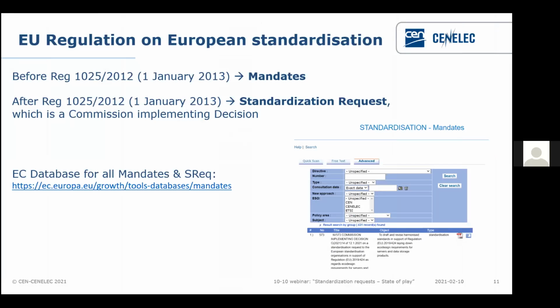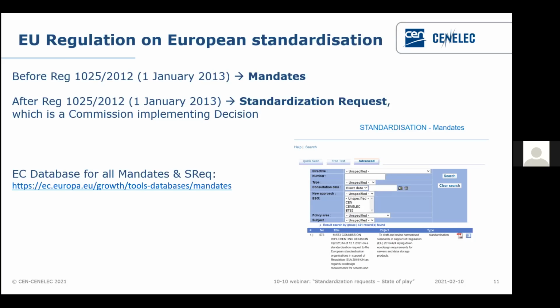Just to be also very clear that before the entry into force of Regulation 1025, we refer to mandates. So the European Commission issued mandates for standardization to the ISOs. With the regulation 1025, we do not use anymore the word mandate. We use, as in Article 10, the word standardization request. The difference is that the standardization request is a commission implementing decision. Therefore, under Regulation 1025 it is a legal act.